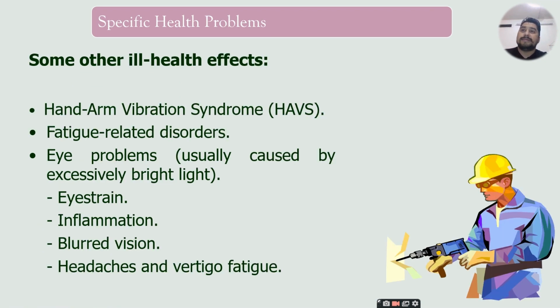Some other ill health effects are hand-arm vibration syndrome. Whenever people are using any small tools or big tools, they will be exposed to hand-arm vibration syndrome. Then fatigue-related disorders, and eye problems usually caused by excessively bright light. They can't see properly. They need to strain their eyes to see things properly. That will cause eye strain, inflammation, blurred vision, headaches, vertigo, and fatigue.